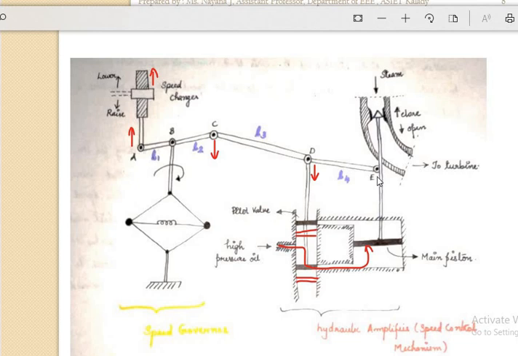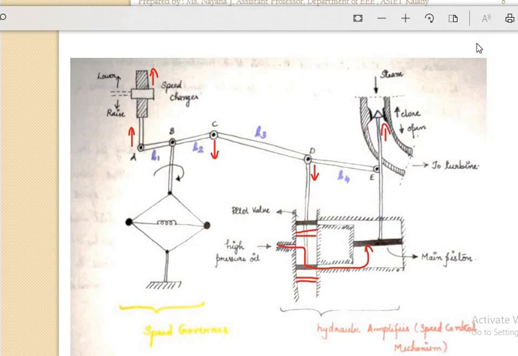And when this piston is pushed up, what will happen? The valve is moved. When this piston is moved upward, what happens? No steam or less steam will be flowing to the turbine. Clear? So thereby it will reduce the speed. So this is how we can control the steam input to the turbine.